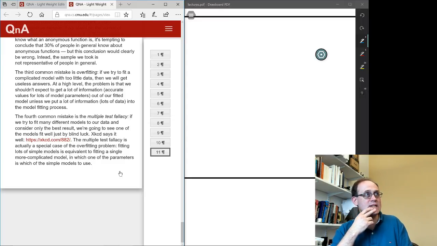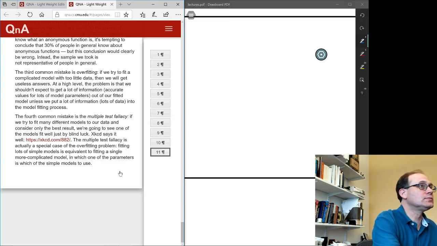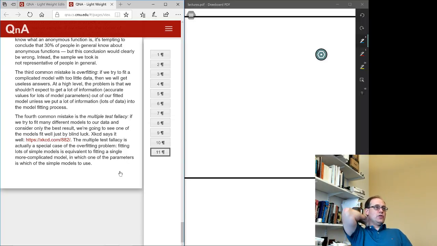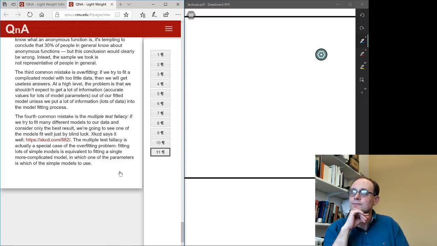All right, so, somebody would like an example of overfitting. Yeah, so I'm trying to figure out what the best way is. They're asking for a visualization. I don't know if it's easy to visualize because it typically happens in high dimensional spaces.